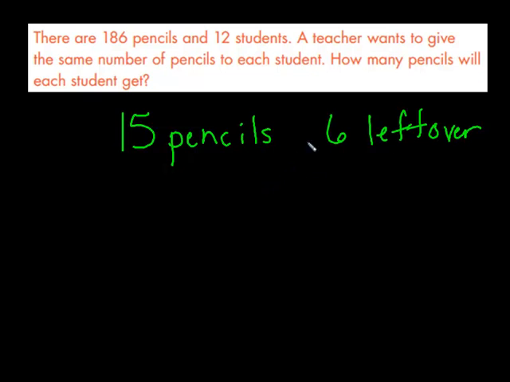So let's think about this remainder. If we have 6 pencils left over, but there's 12 students, the teacher couldn't fairly pass out those 6 pencils to just 6 of the kids. And you're definitely not going to have your teacher break the pencils in half. So this is one of those times we're going to ignore the remainder. And we're just going to say that each child gets 15 pencils. Or the teacher just hangs on to the 6 pencils for something else.